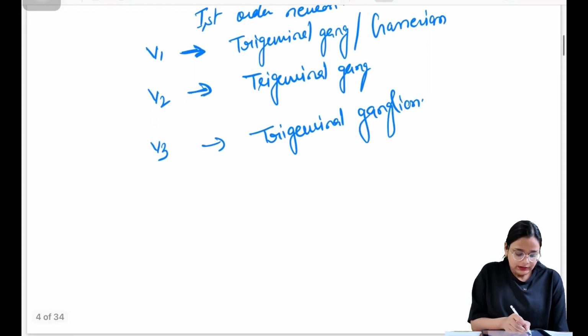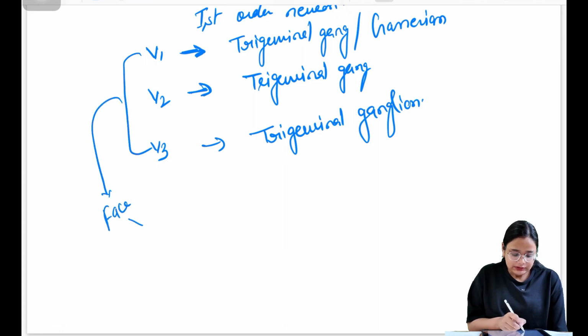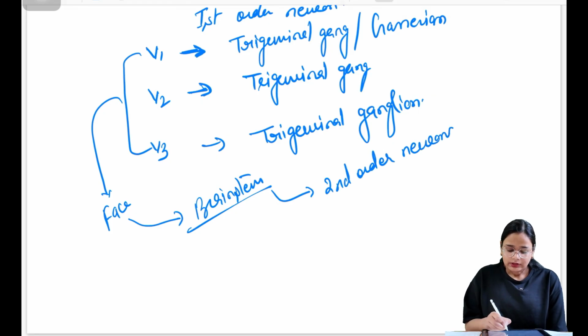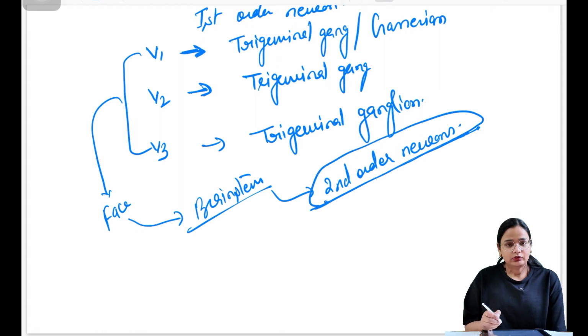All these are carrying sensation from the face and they are giving this sensation to the brain stem. Just before entering the brain stem, they have second order neurons. These second order neurons are of different types and are divided into multiple parts.